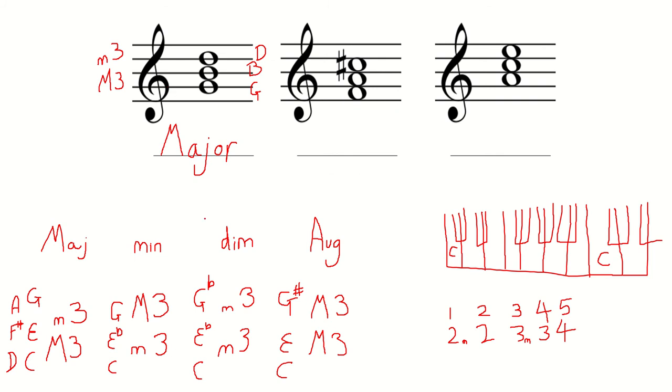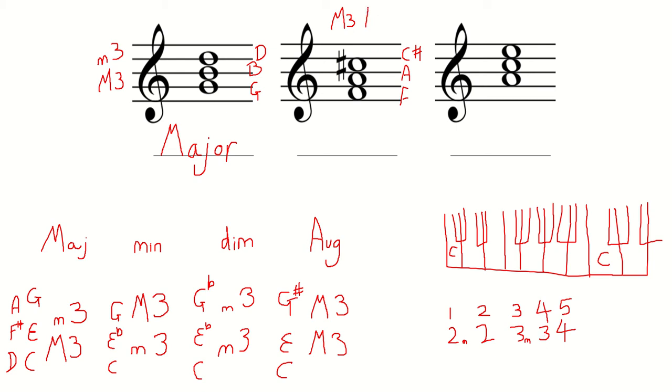So this is quite easy to work out now that we know what we're doing. We have F, A, and C sharp. So F to A, what interval is that? We go 1, 2, 3, 4. That is a major third. And A to C sharp, we go 1, 2, 3, 4, which is a major third.